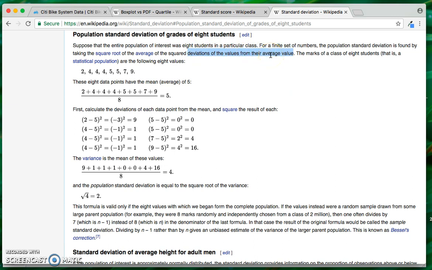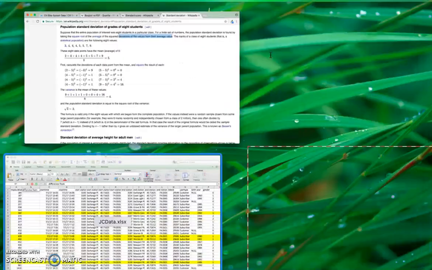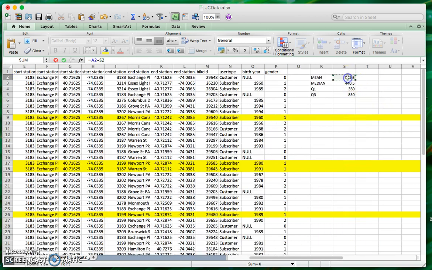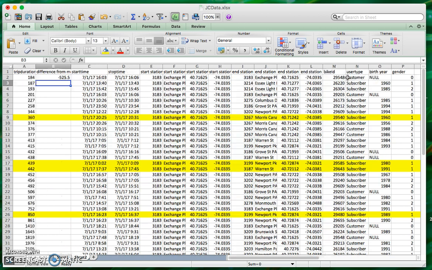Well, what's the average value? It's the mean, right? It's the arithmetic mean. So I'm going to say difference from mean, and I'm going to create a formula that says, look, start with this number and subtract the mean. Right? Simple as that.